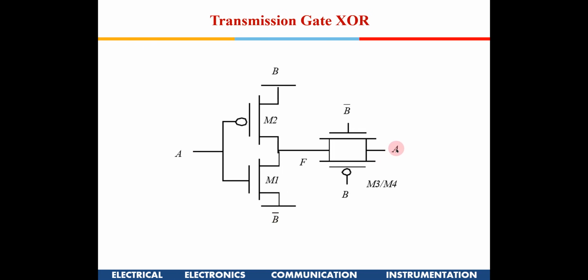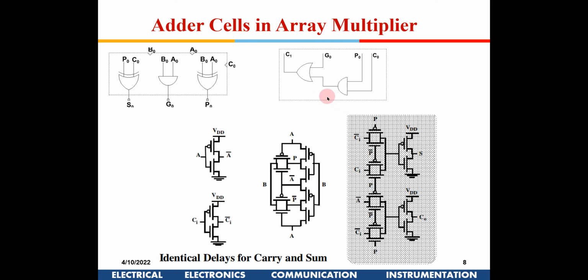Now if A is 1 and B is 0, that is the condition we are discussing, then this will be switched on and F will get charged through A to here. So this works like an XOR gate. F out here is the output, A and B are the inputs, and you get an XOR output out here. This is how a transmission gate XOR works.